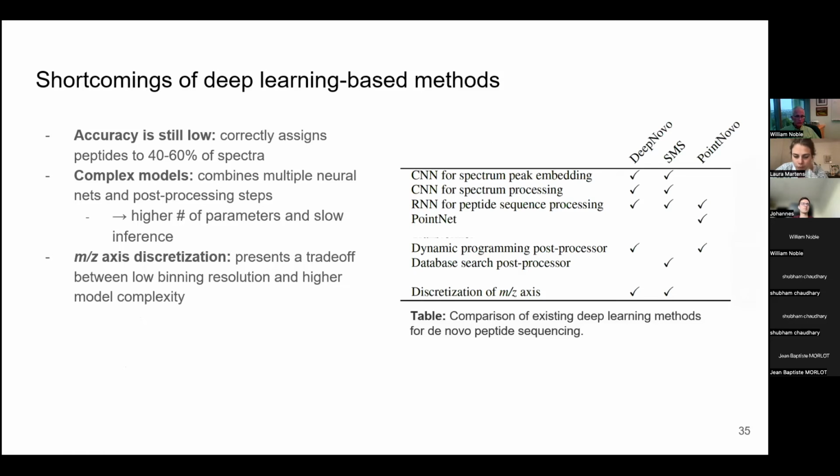One thing is the accuracy still leaves room for improvement. You're typically correctly assigning a peptide to only about 40 to 60% of the spectra. And then they tend to be fairly complicated models, combining multiple neural networks along with post-processing steps to clean things up. Most of them also require this discretization of the MZ axis that I've mentioned before, which gives you a trade-off between capturing the actual precision of the instrument and having lots of parameters in your model if you use very fine scale binning.